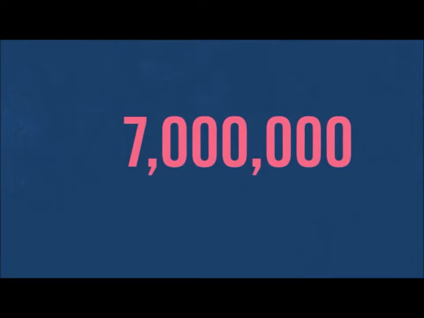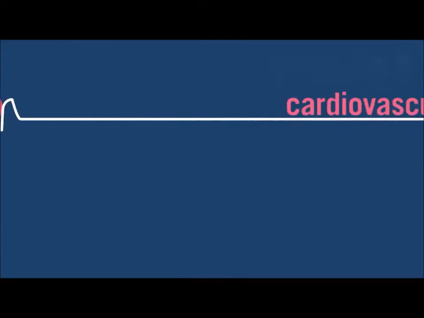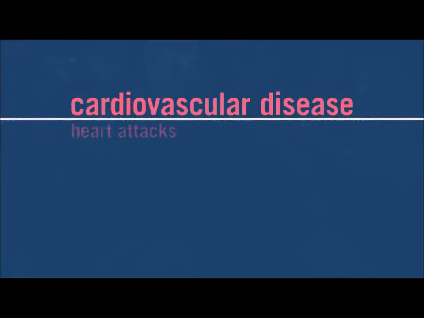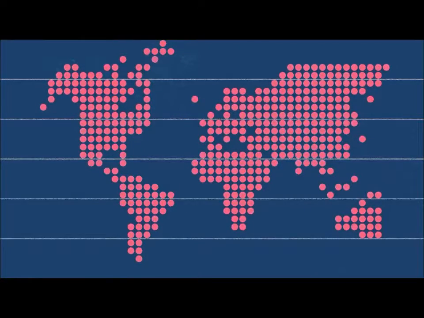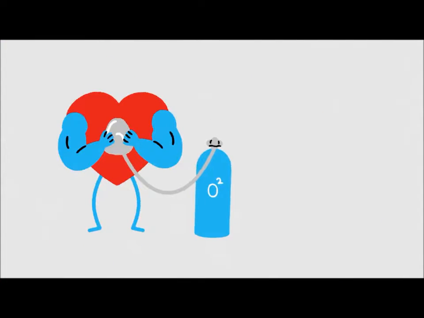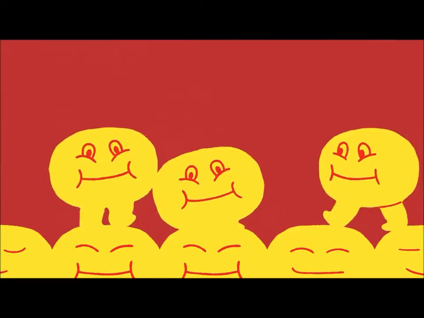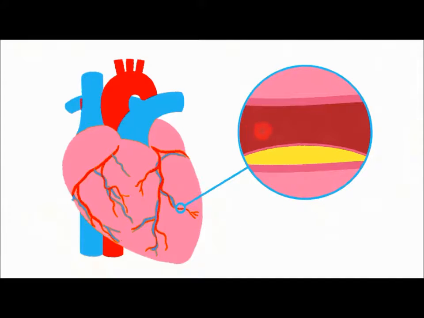Approximately 7 million people around the world die from heart attacks every year. And cardiovascular disease, which causes heart attacks and other problems like strokes, is the world's leading killer. So what causes a heart attack? Like all muscles, the heart needs oxygen, and during a heart attack, it can't get enough. Fatty deposits, or plaques, develop on the walls of our coronary arteries. Those are the vessels that supply oxygenated blood to the heart.